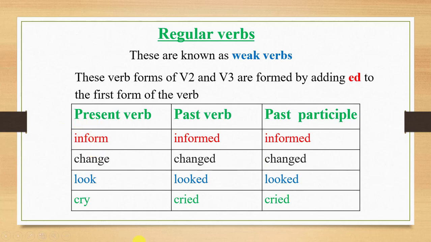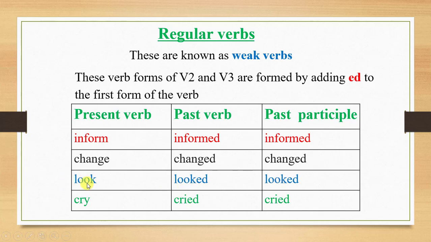Look at the first one: inform, informed, informed. Here, to the base form inform, ed can be added to form V2 and V3. Look at the next one: change, changed, changed. Here the base form ends with e, so d can be added to form V2 and V3. Look at the third one: look, looked, looked.